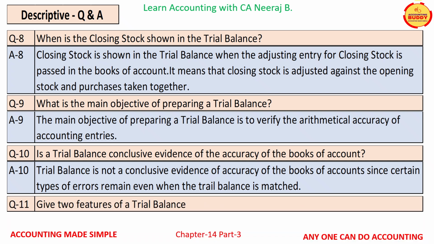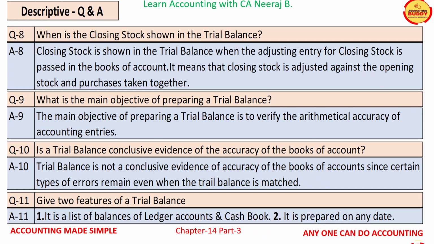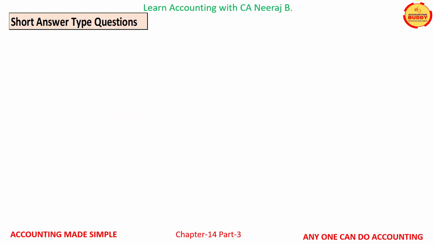Question number 11 is give two features of a trial balance. And the answer is feature number 1, it is a list of balances of ledger accounts and cash book. And number 2 is it is prepared on any date. In this section, we will address short answer type questions.